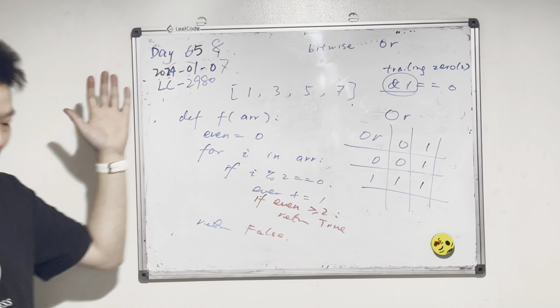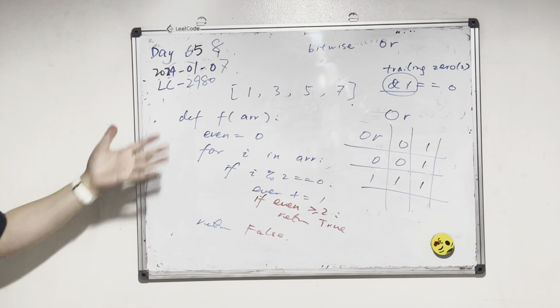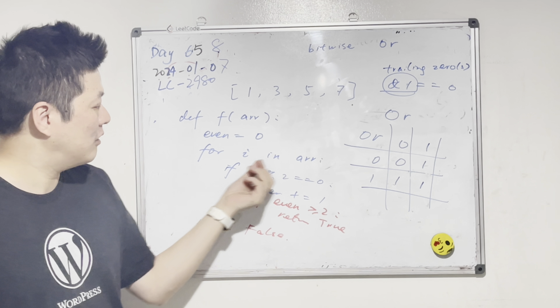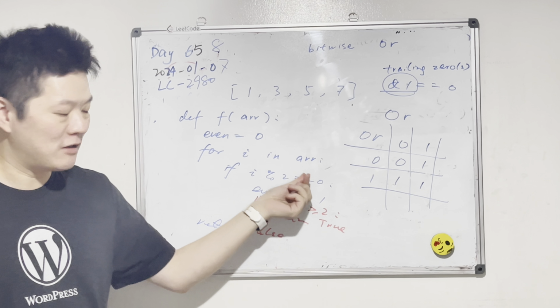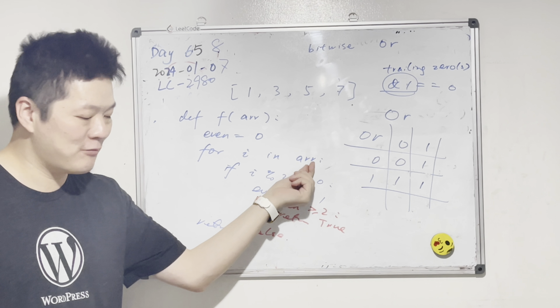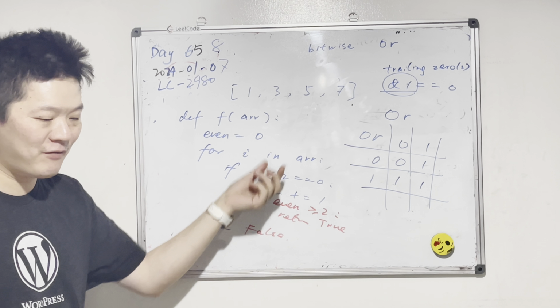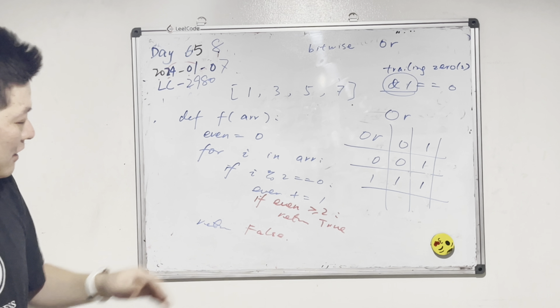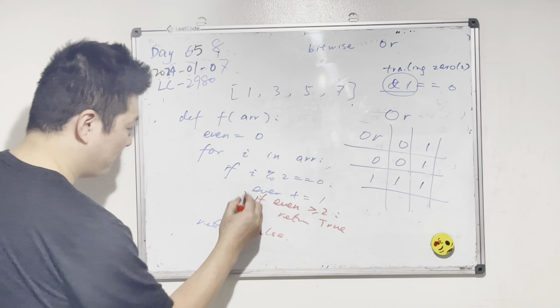Obviously we can do it shorter using the fancy syntax: return sum of i modulus 2 equals 0 for i in array, right? And then we need to check if this sum is bigger than or equal to 2, okay? But in this case, we can't apply this optimization here.